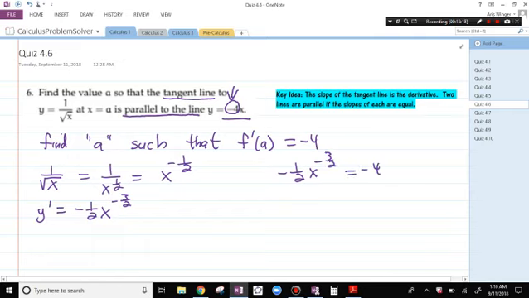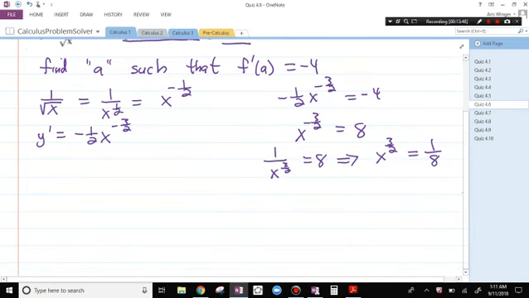One of the things I want to do is multiply both sides by negative 2. So x to the minus 3 over 2 equals 8. And then rewrite this: 1 over x to the 3/2 equals 8. This means that flipping both sides, x to the 3/2 equals 1 over 8. And so this means that x is equal to 1 over 8 to the 2/3.